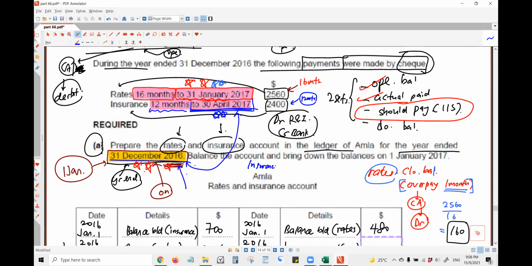So conclusion, insurance, the closing balance is an overpayment, but this time it is 4 months. 4 months overpaid. Too much money. AMLA has too much money. She even pays for the following years. So this is a current asset also, which you should show on the debit side. What is the 4 months amount? Anyone? I wait for some answers. What is the 4 months amount?